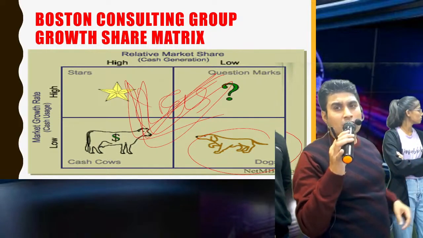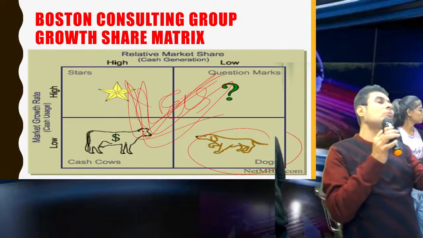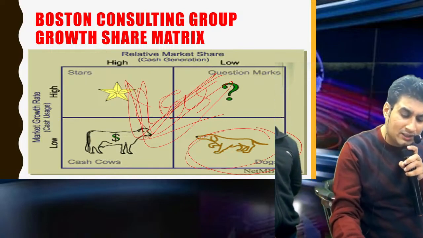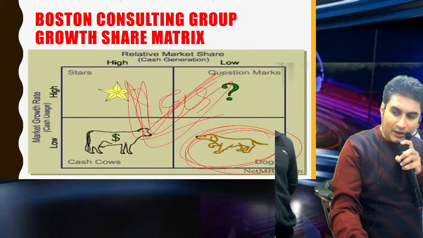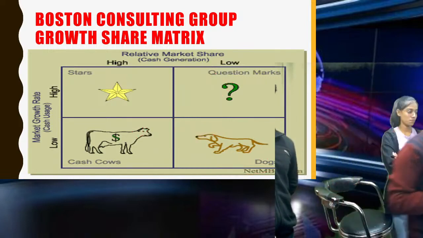Dog. What should you do with a dog? Divest. Are you clear? Try to sell, because today or tomorrow this business is going to be closed. Tata Sky, D2H, all others, Airtel, D2H, all are dogs. Clear? Any doubt? No. Third example. Your turn.